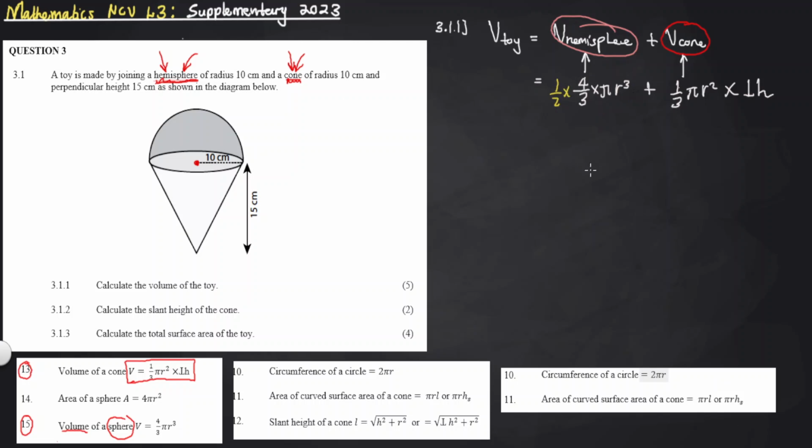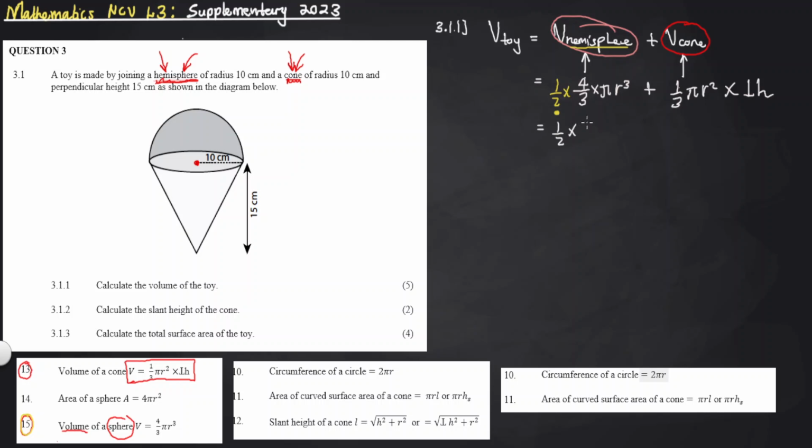So what's the reason for multiplying by a half? Just for re-emphasis, the formula we have, formula number 15, calculates the volume of a full sphere, but we are dealing with a hemisphere. A hemisphere is half of a sphere. Now, continuing with this calculation, we're just going to do a substitution.